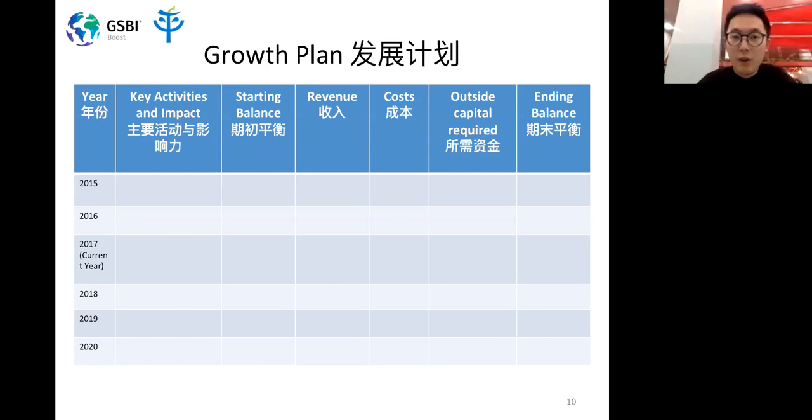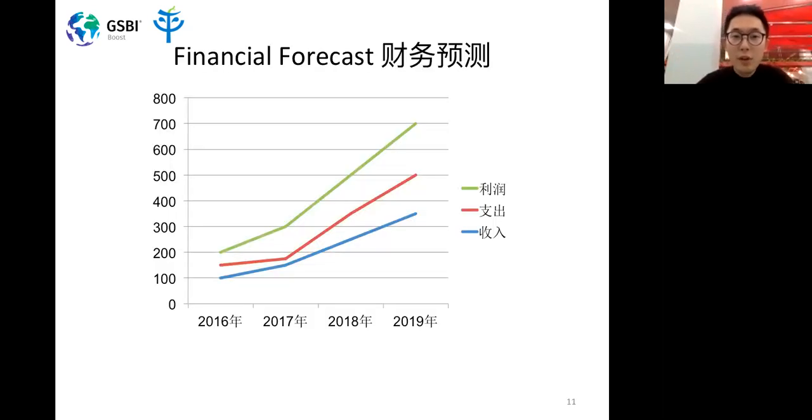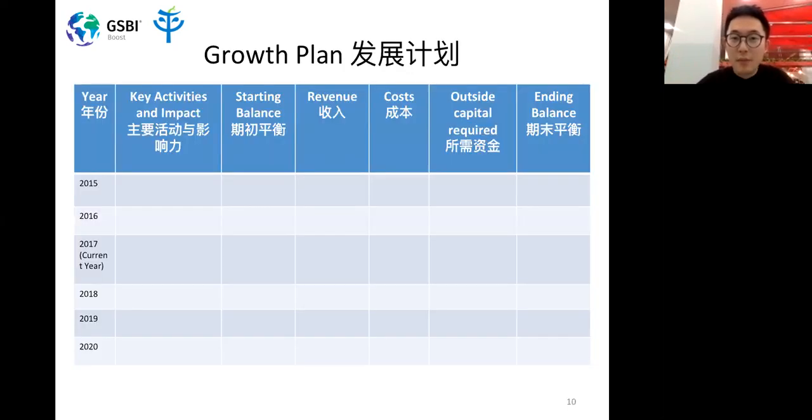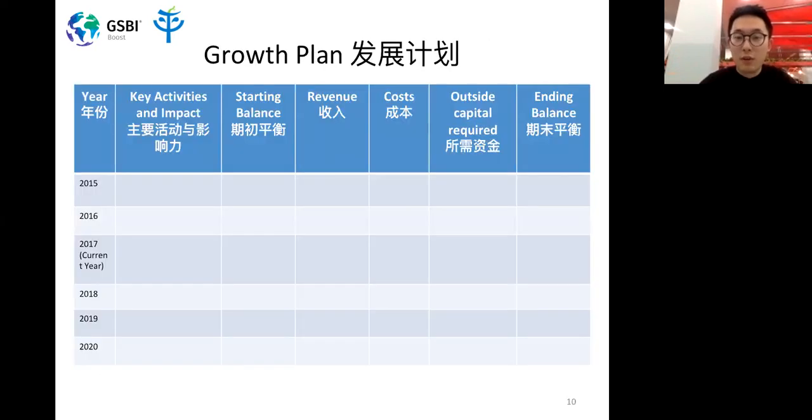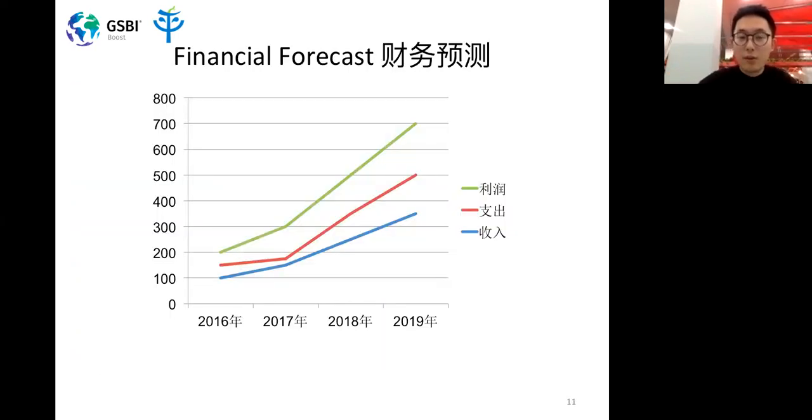So in this growth plan, from an impact investor's perspective, they will really see what is the growth speed of your venture, both in the impact part and in the revenue part. And the last page is more like a visualization of your financial growth plan, so it's more straightforward for the impact investor to see what the trend can be and what the break-even point will be within your development phase.